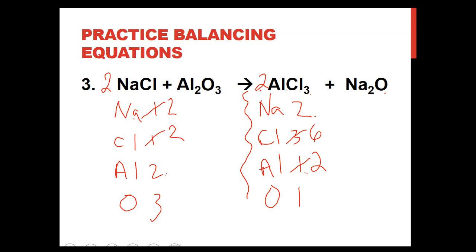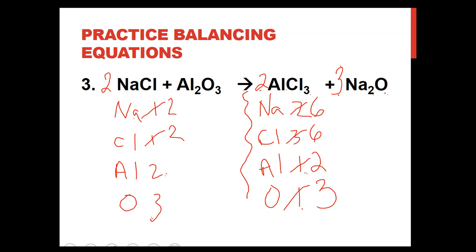Okay. Let's move on to oxygens. I have 3 oxygens here. I only have 1 oxygen here. So how can I make it so that I have 3 oxygens on this side? If I put a 3 here, 3 times 1 gives me 3. Okay? It also changes my Nas. So how many Nas do I have? 3 times 2, I have 6 Nas. Okay? So my oxygens are fixed, my aluminums are fixed, but my Nas and chlorines need to be updated.